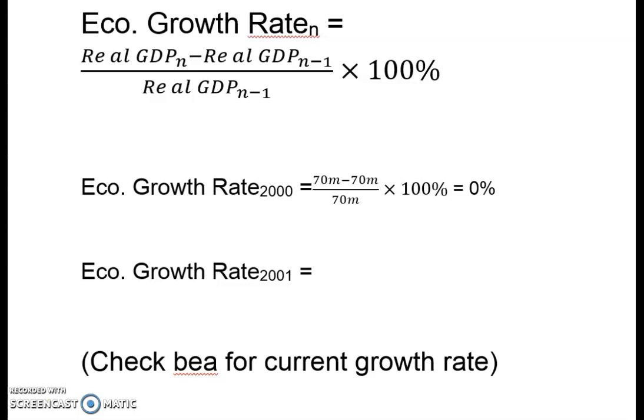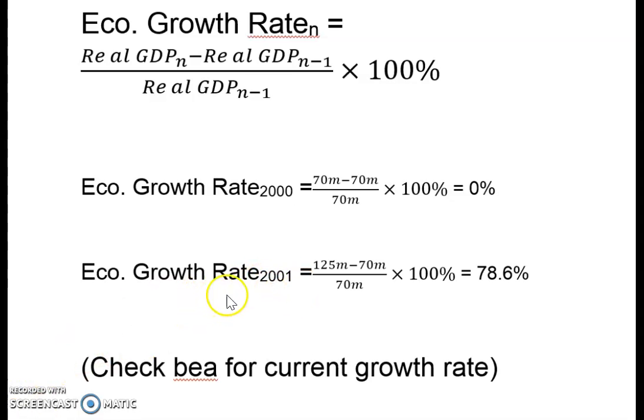Okay, let's calculate year 2001. The economic growth rate for year 2001: 2001's real GDP is 125 million, minus the previous year, that is year 2000's real GDP of 70 million, divided by the previous year's real GDP, which is 2000. So we got 78.6.